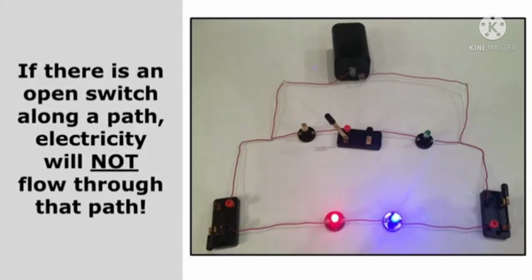But here you can see that the yellow and green bulbs are not glowing. Electricity can still go from the battery and through this outside path through the red and the blue bulbs, and so the red and the blue bulbs are still glowing. But electricity can no longer go from the battery and through that entire middle path and back to the other side of the battery. If there's a switch open along a path, electricity will not flow through that path. That's because electricity either goes all the way or not at all. So because electricity cannot get all the way through the path containing the yellow and the green bulbs, it doesn't go through that path at all, and neither bulb is glowing.